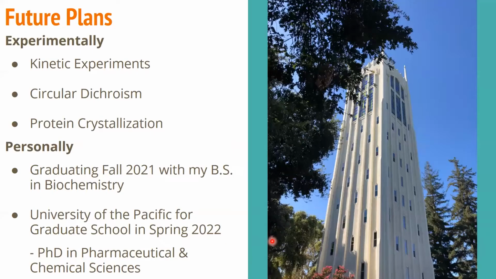So as for the future plans for those proteins, we plan on running kinetic experiments. We plan on doing circular dichroism and protein crystallization to further learn about the DDT C-terminal. And as for myself, I'll be graduating in the fall with my bachelor's in biochemistry. And I plan to attend Pacific for grad school in the spring, where I'll be pursuing my PhD in pharmaceutical and chemical sciences.